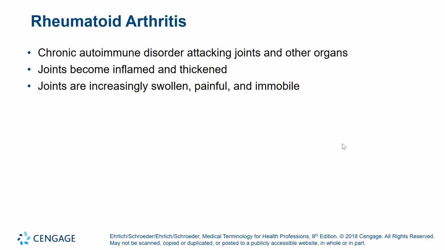Rheumatoid arthritis, commonly known as RA. It's a chronic autoimmune disorder attacking joints and other organs. The joints become very inflamed and thickened. They're swollen, painful and immobile. Can be very painful.